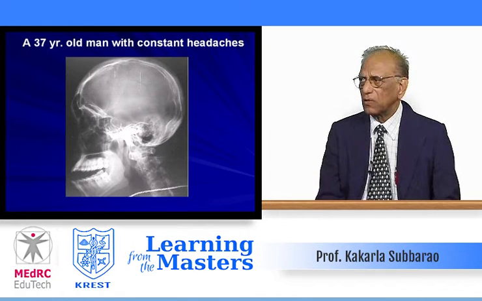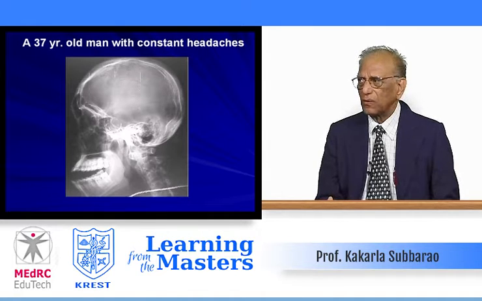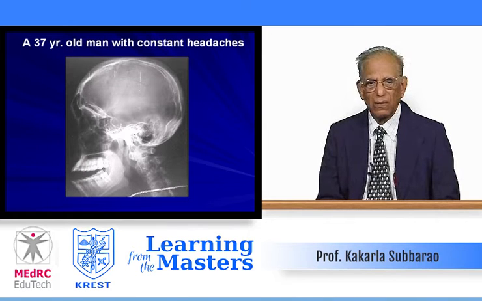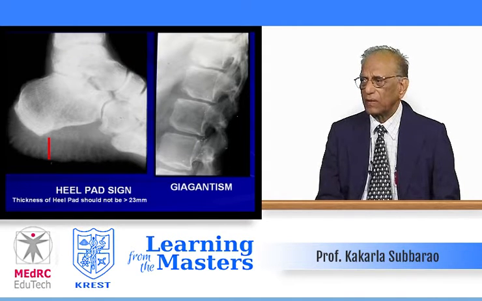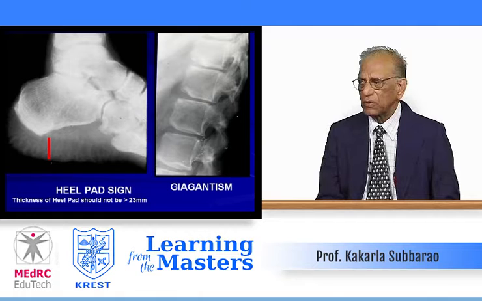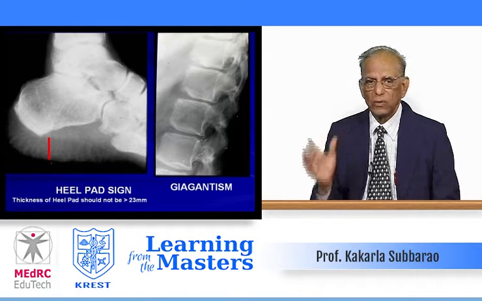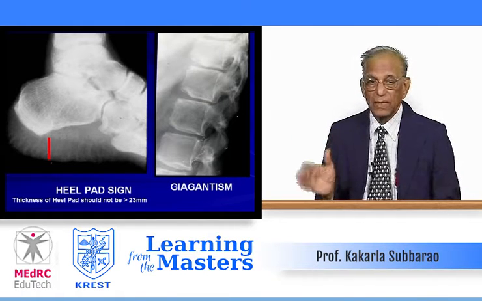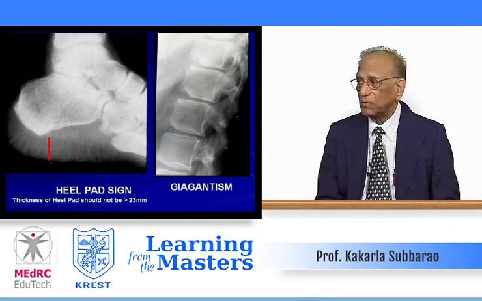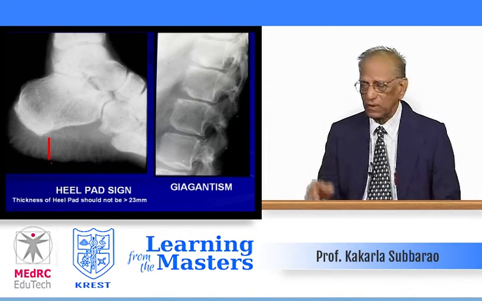This case, a 37-year-old man with constant headaches. Notice the sella is widened, notice the thick calvarium, and also notice the prognathism. All these strongly indicate hyperpituitarism or acromegaly. If you take the heel in a standing position, the thickness of the heel pad normally should not exceed 23 millimeters. And if you look into the spine, posterior vertebral scalloping because of the hypertrophy of the dura, and of course the apophyses are slightly irregular.